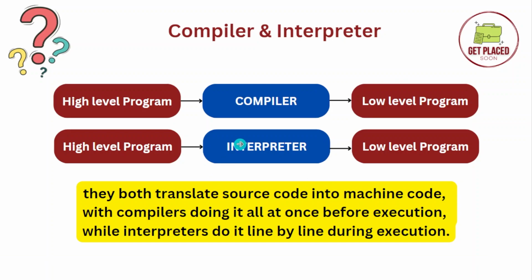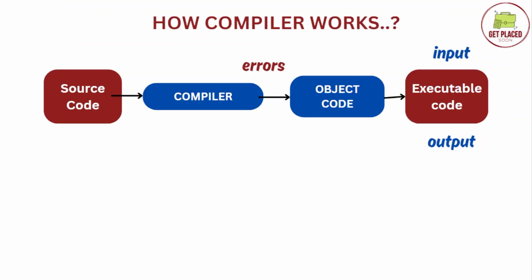So the interpreter does not take the source code all at a time. It takes it line by line. It translates the first line and then executes the first line, translates the second line, then executes the second line. So it does both translation and execution line by line. So let's deeply understand compiler and interpreter.